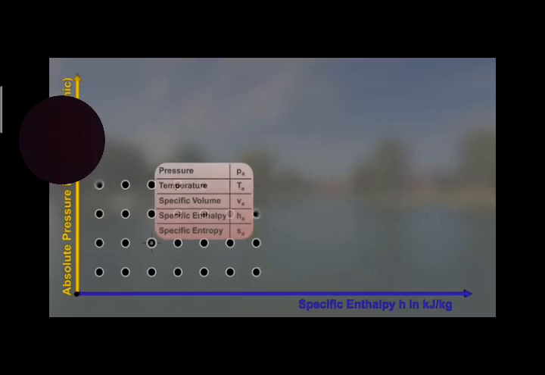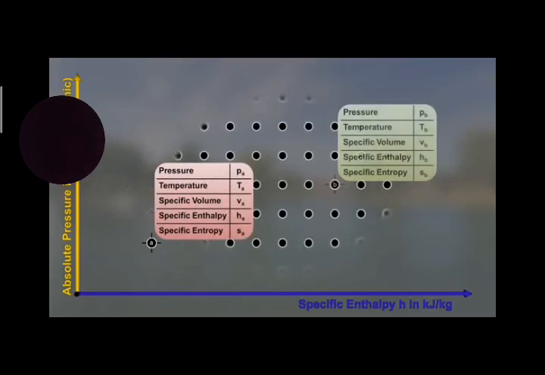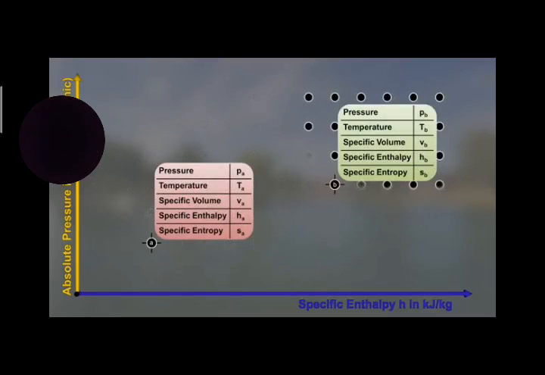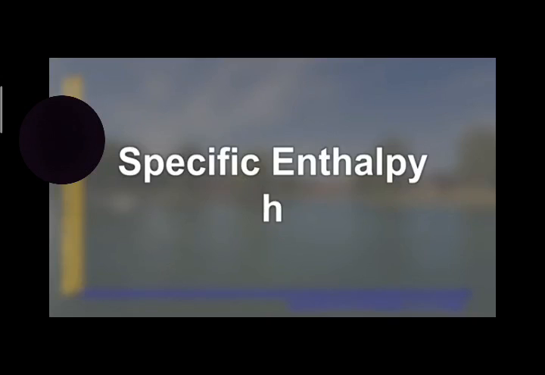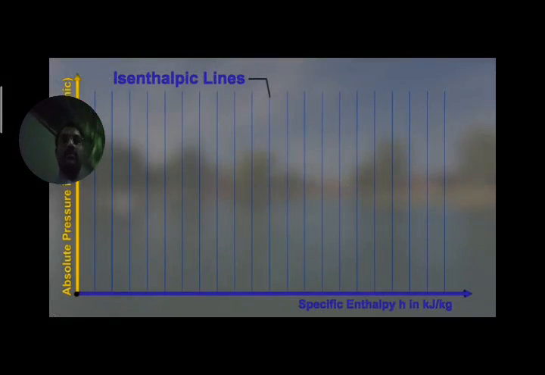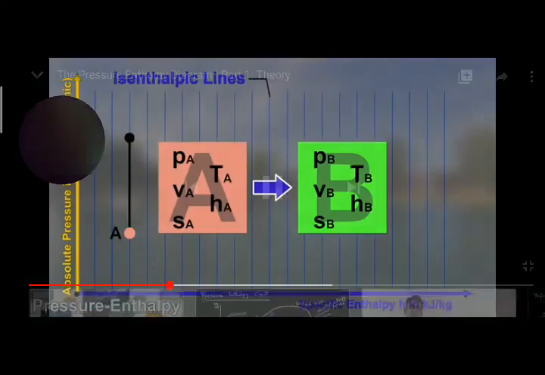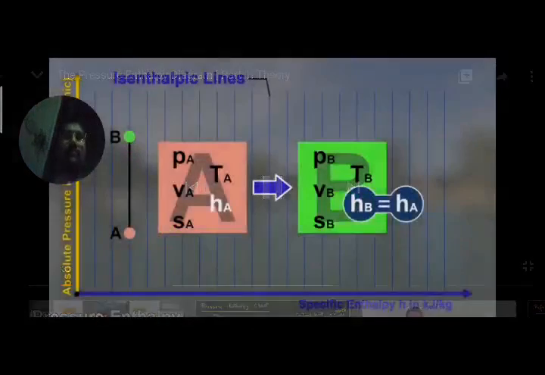Each point in the diagram corresponds to a state of a fluid. Its state variables have certain values: pressure P, temperature capital T, specific volume V, specific enthalpy H, and specific entropy S. Lines with constant specific enthalpy H are called isenthalpic lines. They stretch vertically because H is plotted on the horizontal axis. If a state of a fluid changes from state A at constant specific enthalpy H along an isenthalpic line to state B, we call it an isenthalpic change of state.